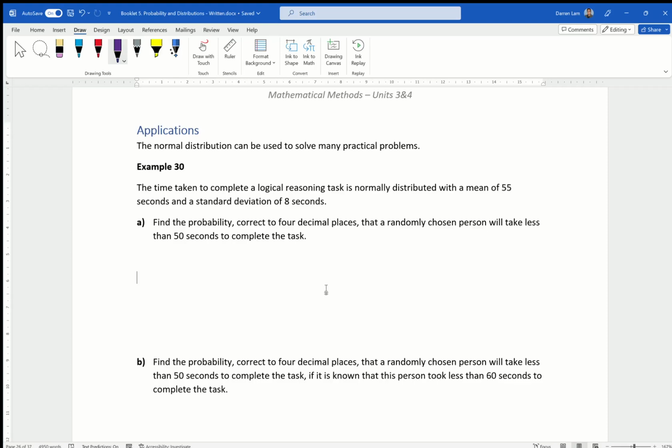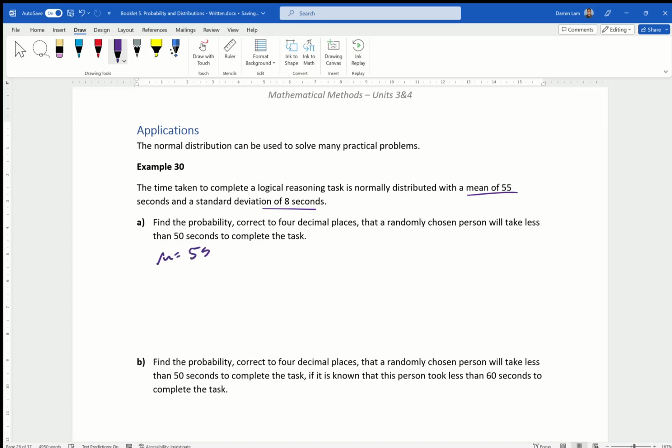Applications. The normal distribution can be used to solve many practical problems. Example 30: the time taken to complete a logical reasoning task is normally distributed with a mean of 55 seconds and a standard deviation of 8 seconds. Find the probability, correct to 4 decimal places, that a randomly chosen person will take less than 50 seconds to complete the task.